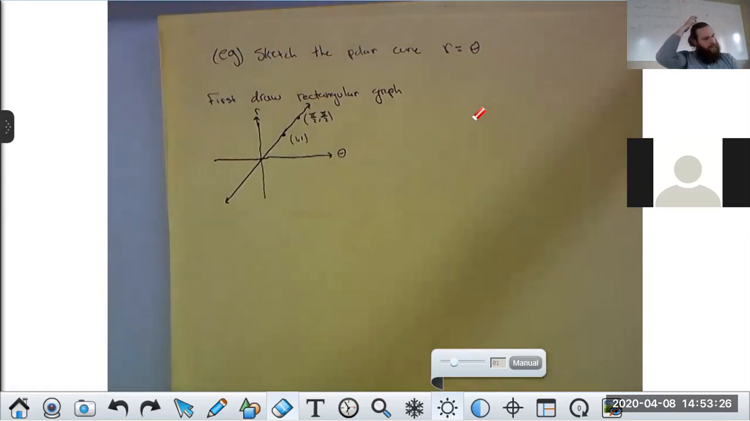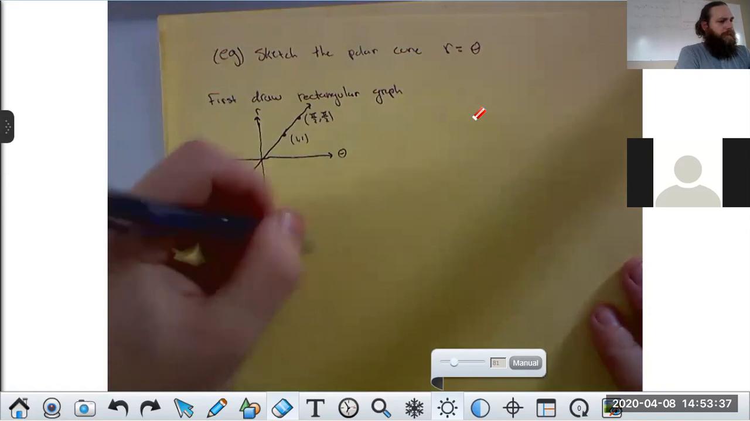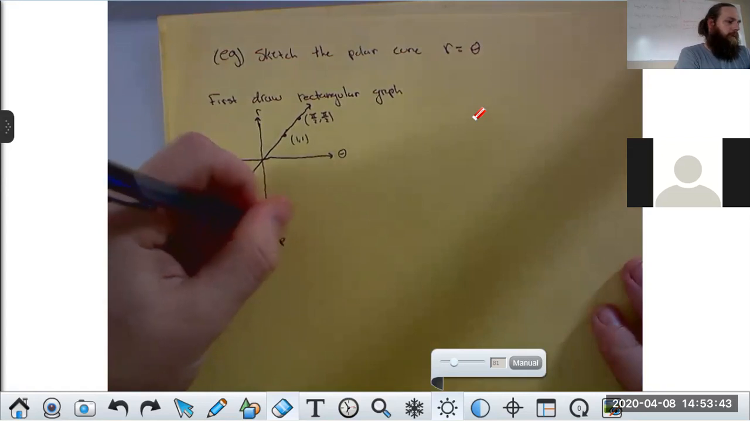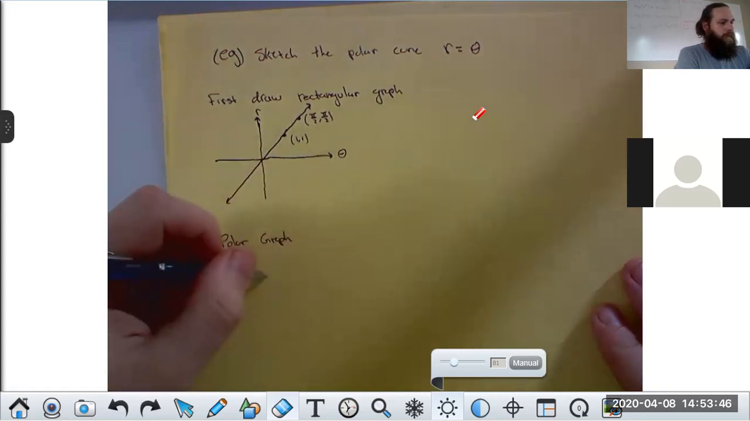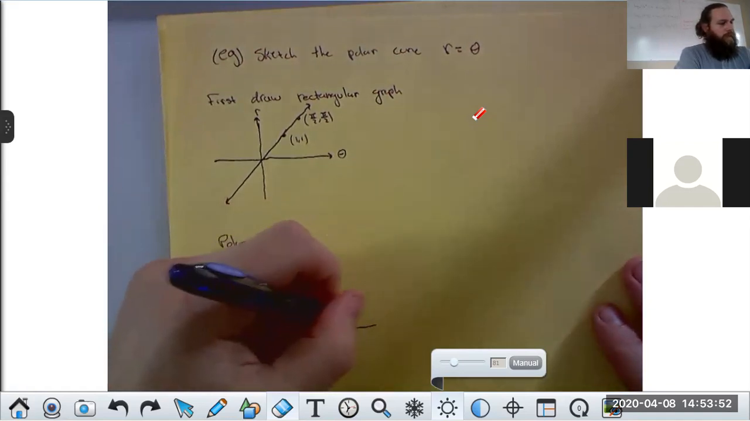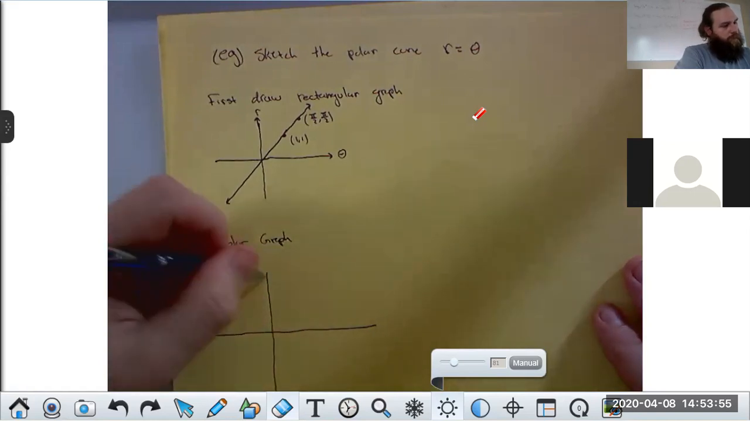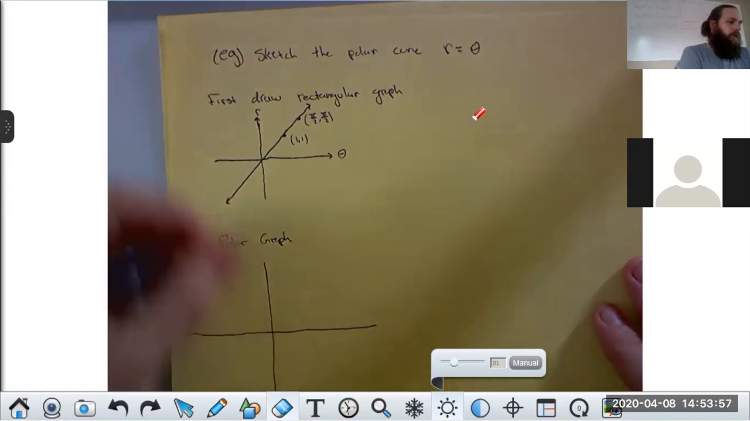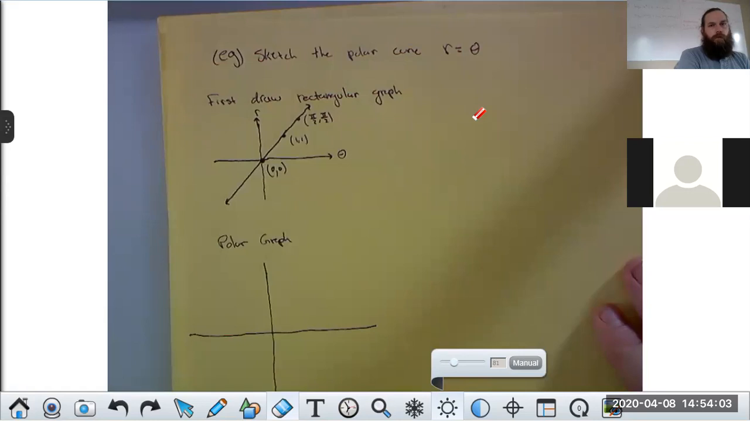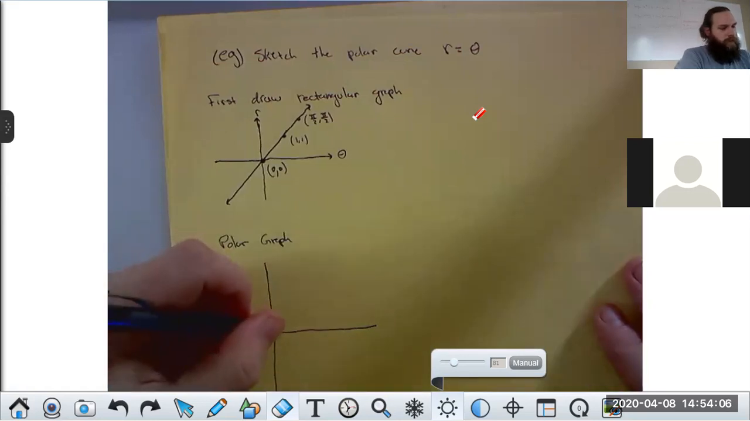Now, normally I only draw these on the interval 0 to 2 pi, but this one is simple enough that I'm not even going to bother sketching it all the way out to 2 pi. Nor am I going to worry about negative theta values. So that's the rectangular graph, and from that, I can get the polar graph, which is a little bit interesting. When theta is 0, r is 0. So we do start here at the origin.